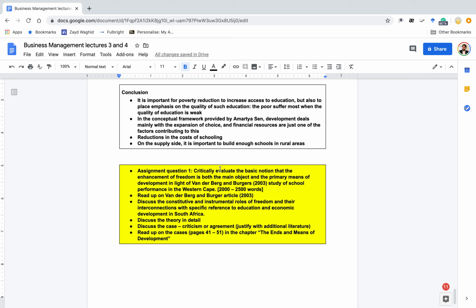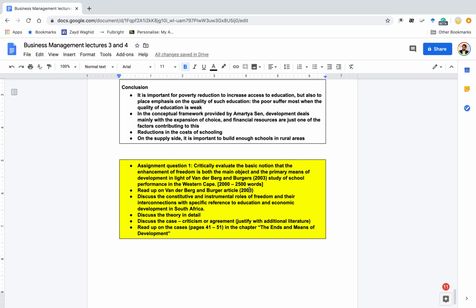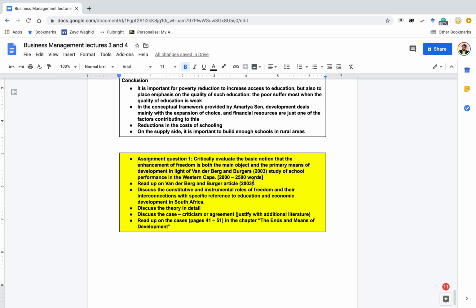You need to critically evaluate the basic notion that the enhancement of freedom is both the main object and the primary means of development in light of van der Berg and Berger's study of school performance in the Western Cape. And as you know, it's a 2,000 to 2,500 word assignment. So you're required to read the article.